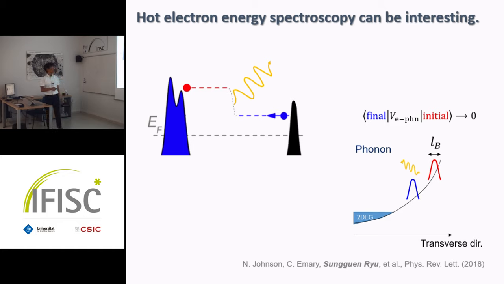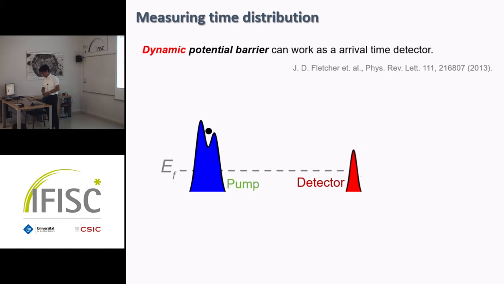And this is good because actually we can use a quantum Hall edge as a waveguide. I mean, the electron generated can maintain its coherence. And also the time measurement is possible.